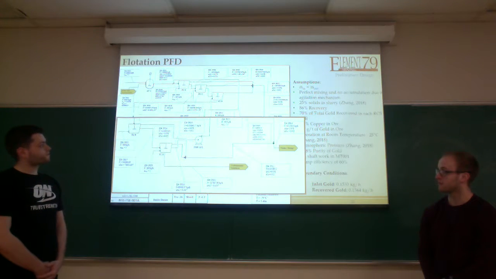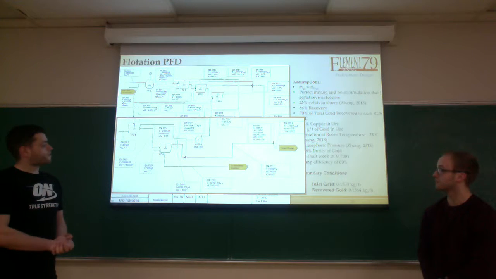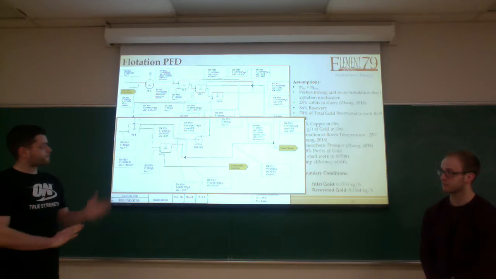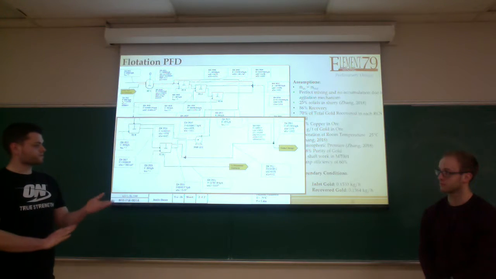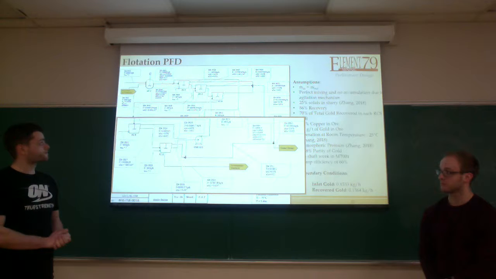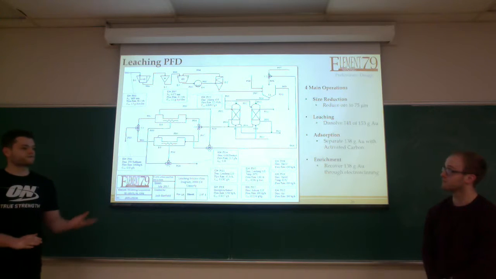There's a recycle stream of 25%, which brings the recovery to around 89%. And that is recycled right before the first stage. And then the rest of the gold is mixed with the products from the first bank section, and then the rest is brought to the wastewater treatment section. So I'm going to pass it off to Josh to talk about leaching.